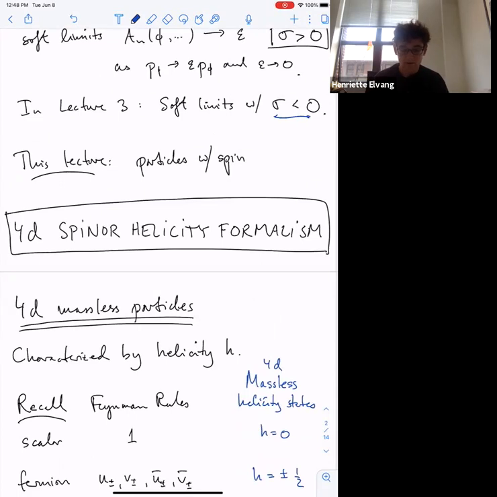So we're going to be concerned here with 4D massless particles. There's a parallel for massive particles. It's just technically a little bit more involved. So we'll just stick with massless particles. And that's really what we need for the soft limits anyway. Now, massless particles are characterized by a helicity. And the helicity tells you practically if the spin points in the same direction that the particle is going, or if it points in the opposite direction. So plus and minus helicity for something with spin.